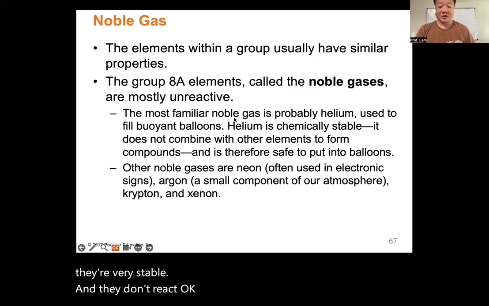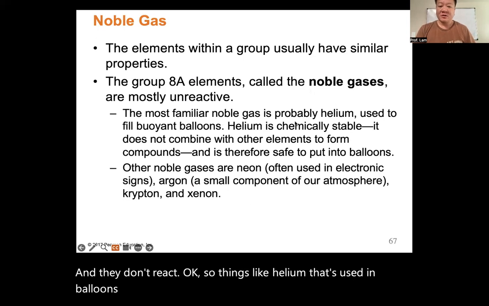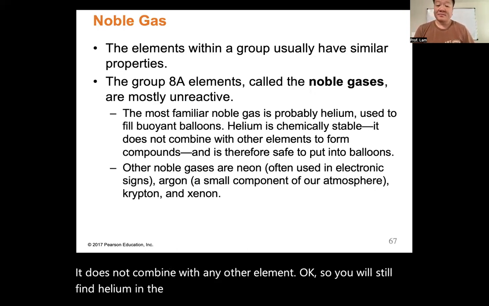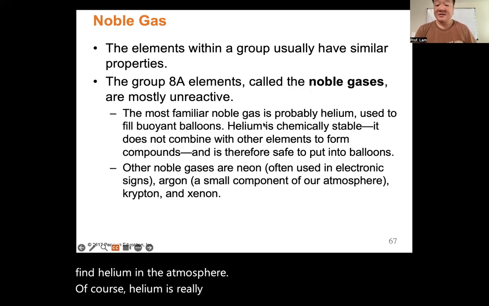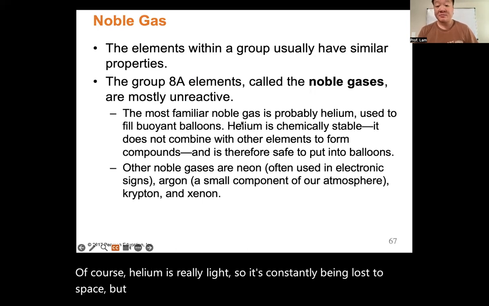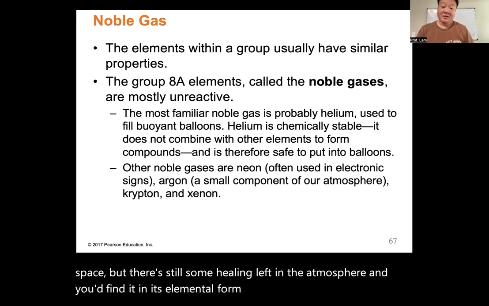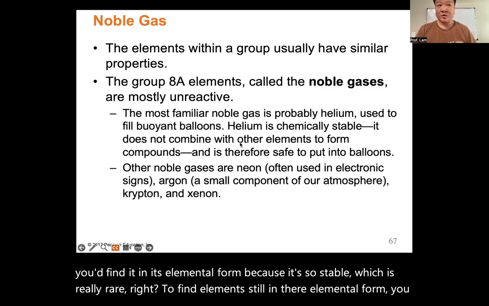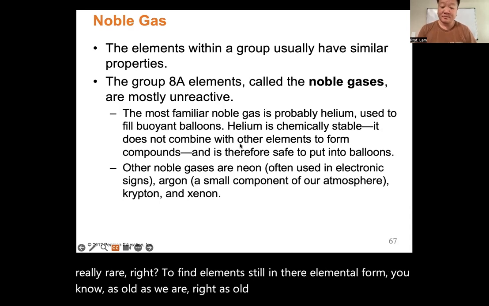Okay, so things like helium, that's used in balloons, right? Very chemically stable. It does not combine with any other element. Okay, so you will still find helium in the atmosphere. Of course, helium's really light, so it's constantly being lost to space, but there's still some helium left in the atmosphere. And you'd find it in its elemental form because it's so stable, which is really rare, right? To find elements still in their elemental form, as old as we are, right? As old as the Earth is now.